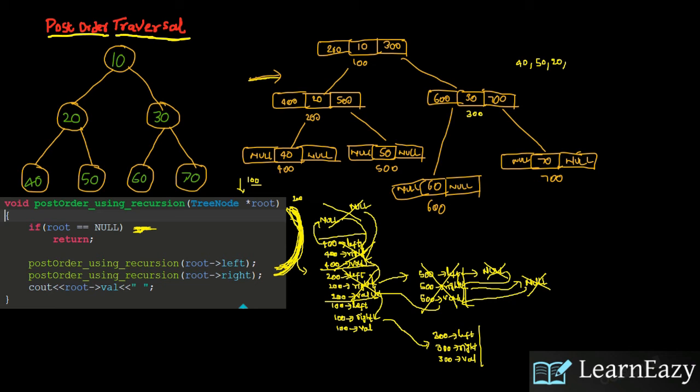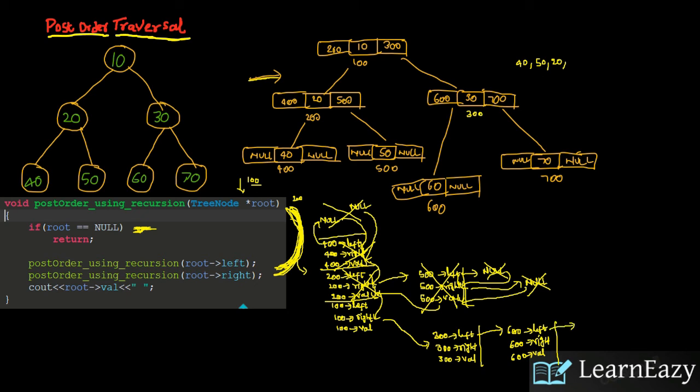Then 300 left. 300 left, we need to pass it to this function. 300 left nothing but 600. 600 not equals to null. Then 600 left, 600 right, 600 value.